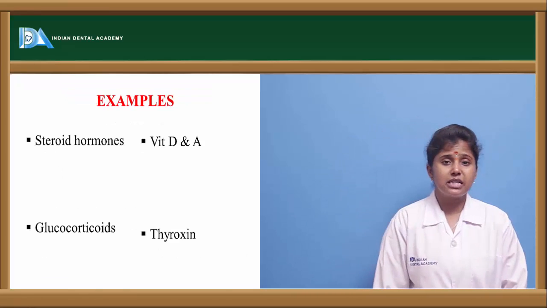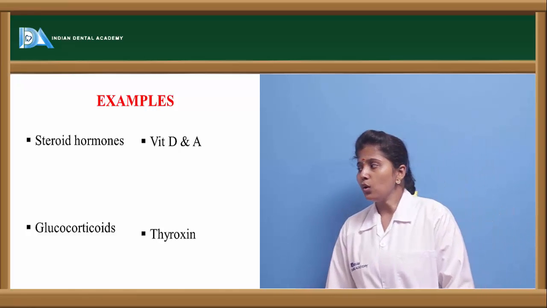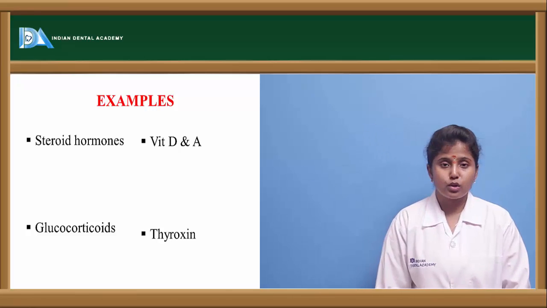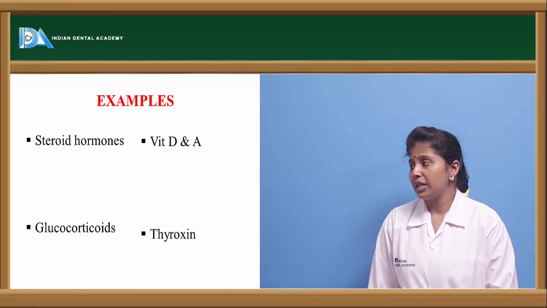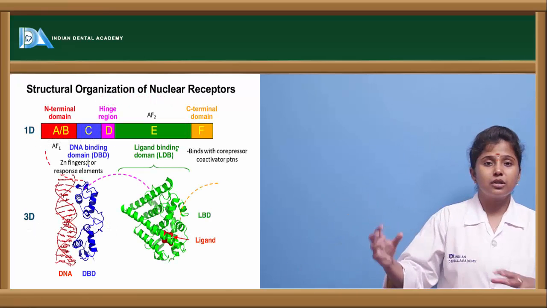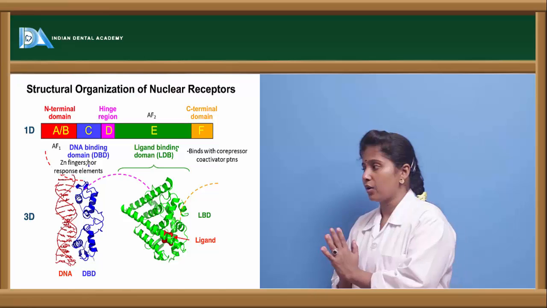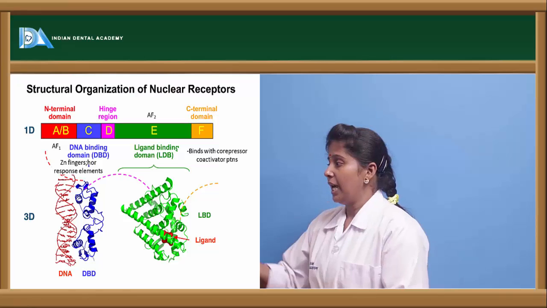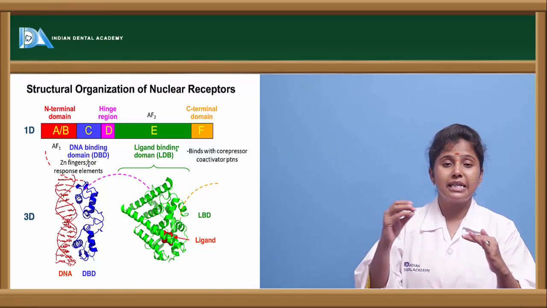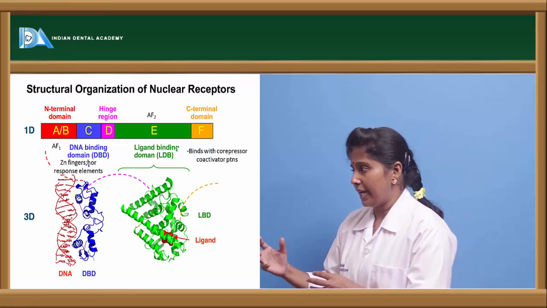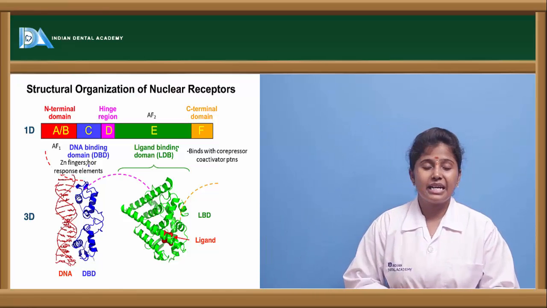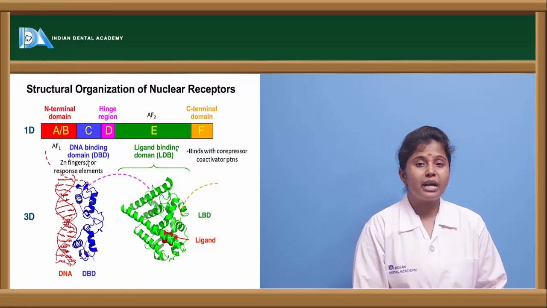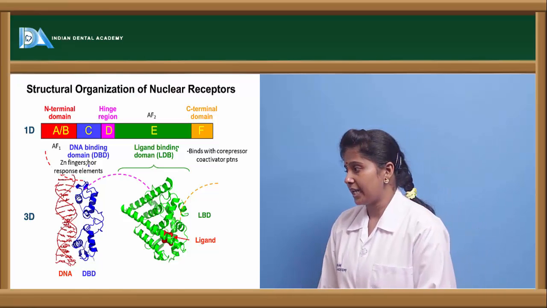Examples of these receptors include steroid hormones, glucocorticoids, vitamin D and vitamin A receptors, and thyroxine. So these all are examples of nuclear receptors. If we see the structural organization, how the structure of these nuclear receptors looks: it has an N-terminal domain where the amino acid binds, a DNA binding domain where gene transcription takes place, a ligand binding site where the ligand binds to it, and finally the C-terminal domain where the carboxylic acid is binding.